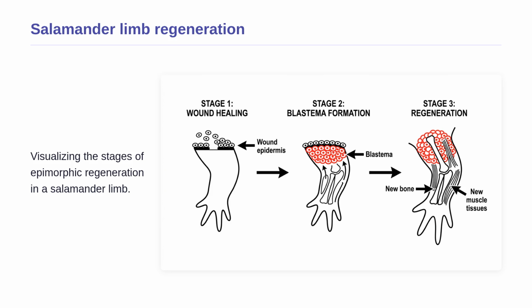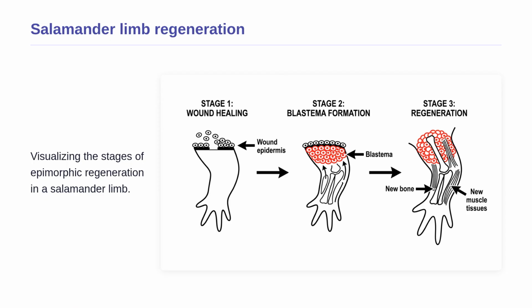Having calculated the growth, let us visualize this incredible process. On the screen, you are looking at a schematic diagram of a salamander limb undergoing epimorphic regeneration. On the far left, we see the freshly amputated limb. Notice how the epidermal cells quickly migrate to cover the wound, forming the wound epidermis. Moving to the center, the red area represents the blastema. This is that mass of dedifferentiated, rapidly dividing cells we just calculated.